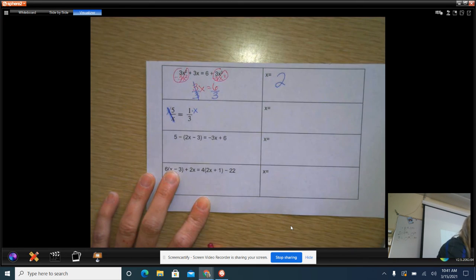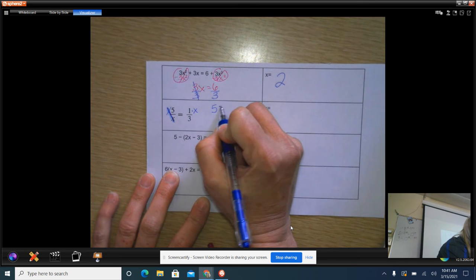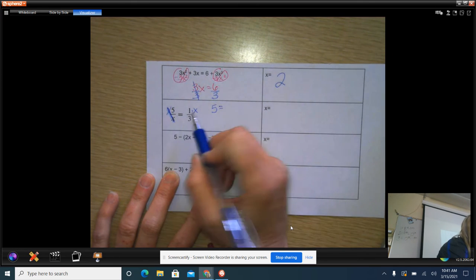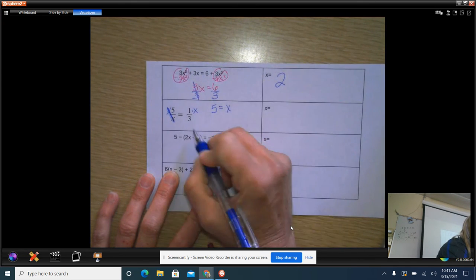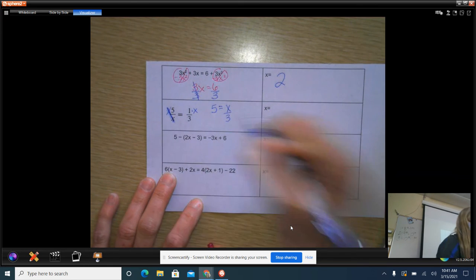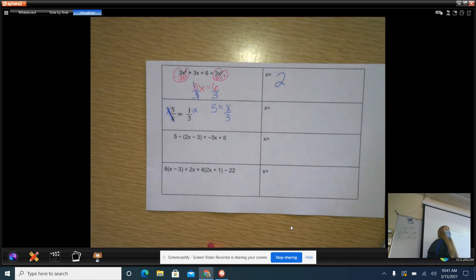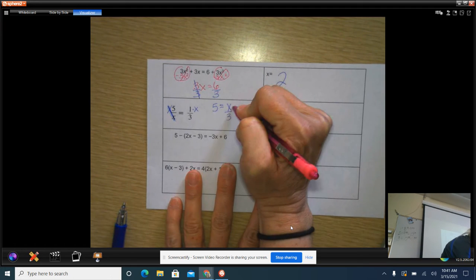And all we have on that side is 5 is equal to, here I have 1 times x is x, and that's divided by 3. So we've cleared that x. It's no longer in the denominator. Now we're looking at a problem that's much easier to solve. So here I have x divided by 3. My last step is to do the opposite operation of dividing by 3, which is multiplying by 3. So we're going to go ahead and multiply both sides by 3.